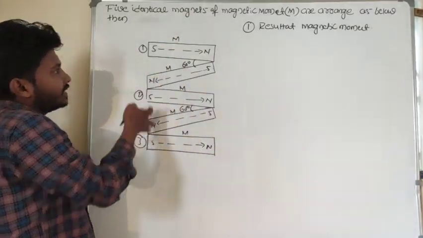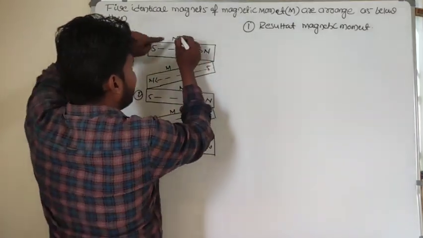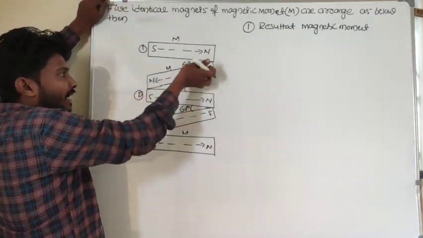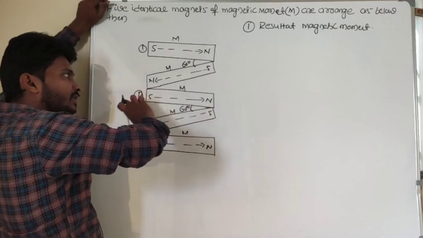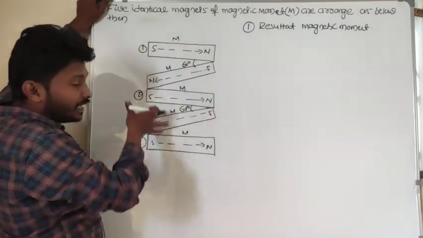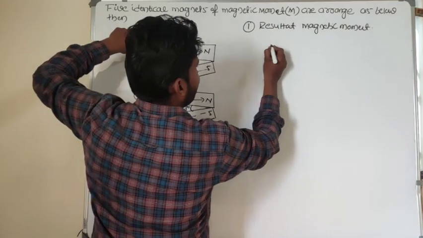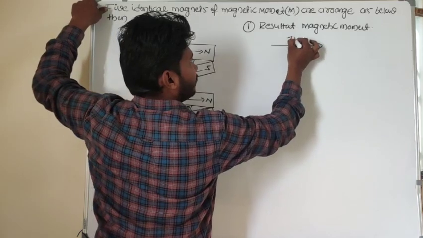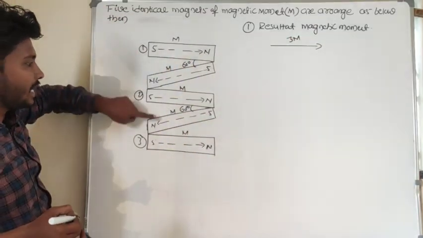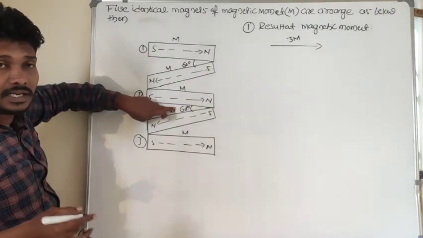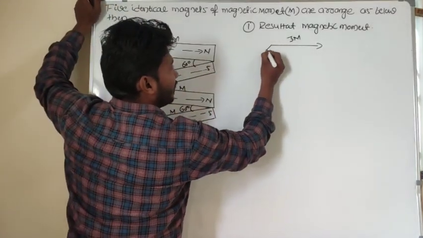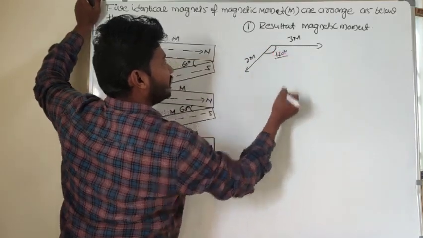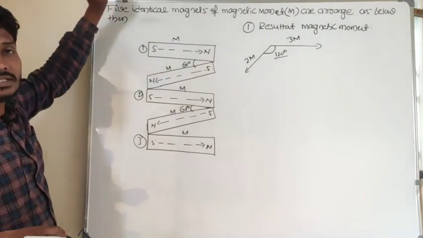These 3 magnets are along the positive x-axis, so I can take it as m plus m plus m, 3m. Look at here, 2 magnets are in an inclined position, and these 2 magnets are also in the same direction. So I can take the effective magnet here, m and m, 2m. Here m and here m. The angle is 60 here, here also the angle is 60, so that is a total of 120. So this is 2m, and the angle between 3m and 2m is 120 degrees.